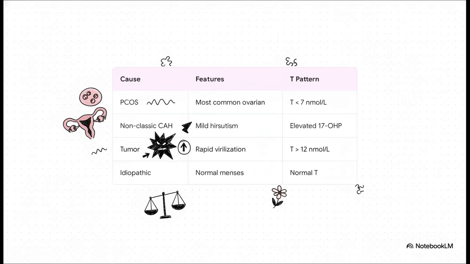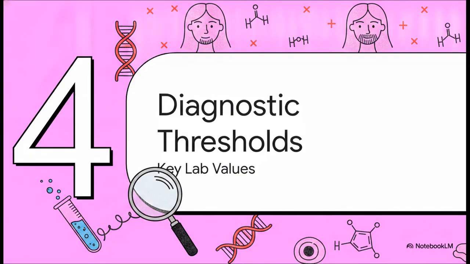Contrast that with an androgen-secreting tumor. The hallmark there? Sudden onset, rapid progression, severe virilization, and sky-high testosterone. And hey, don't forget idiopathic hirsutism. It's actually the most common diagnosis overall, and it's characterized by entirely normal labs and normal menses. Wild, right? Next up, Section 4, high-yield diagnostic thresholds.